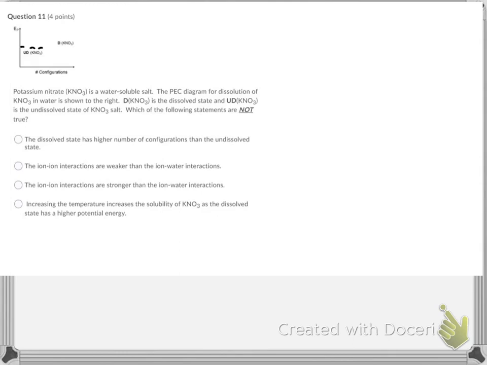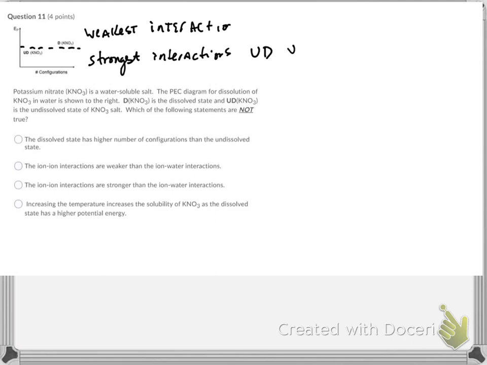All right, so we have a PEC diagram from Unit 3, Module 1. Keep in mind on the energy axis, which is the y-axis, the weakest interactions are on top. The strongest interactions are on the bottom, lowest potential energy. And that happens to be the undissolved case. And if that's undissolved, then it's the ion-ion interaction with water-water. Those are the undissolved interactions, and those are the strongest.